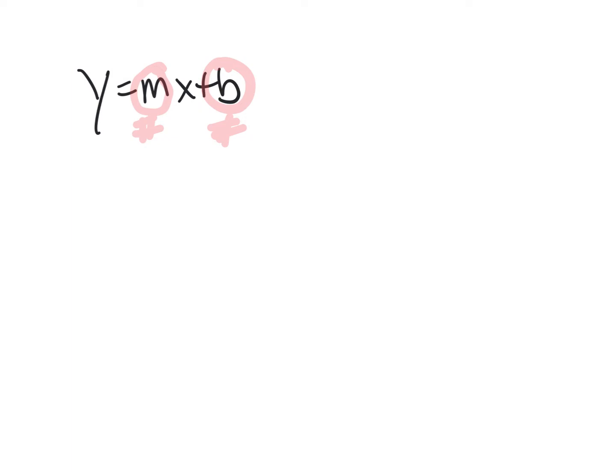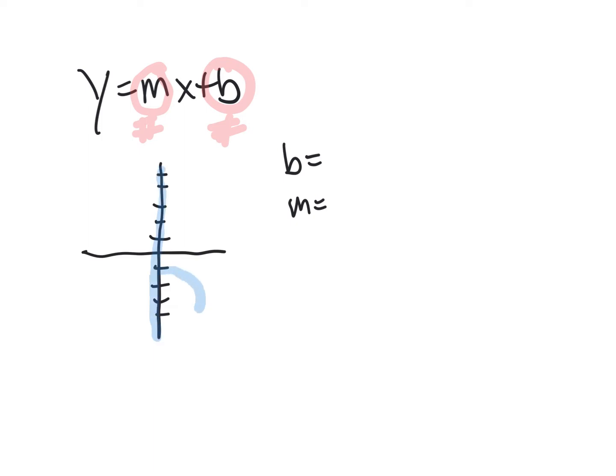And then remember what I said yesterday, we are always going to plot b first, and I want you to label b equals, and then I want you to label m equals, so you have to have that on your graph. Then remember also that b is always on the y-axis, right? Because it is the y-intercept. So it is the y-intercept.